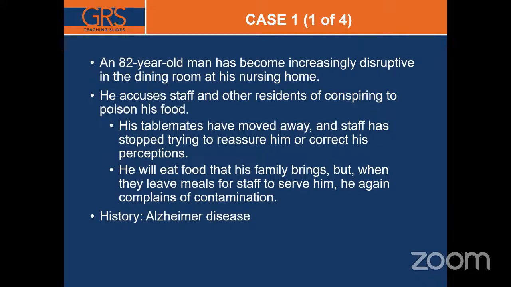An 82-year-old man has become increasingly disruptive in the dining room at his nursing home. He accuses staff and other residents of conspiring to poison his food. His table mates have moved away, and staff has stopped trying to reassure him or correct his perceptions. He will eat food that his family brings, but when they leave meals for staff to serve him, he again complains of contamination. He has a history of Alzheimer's disease.